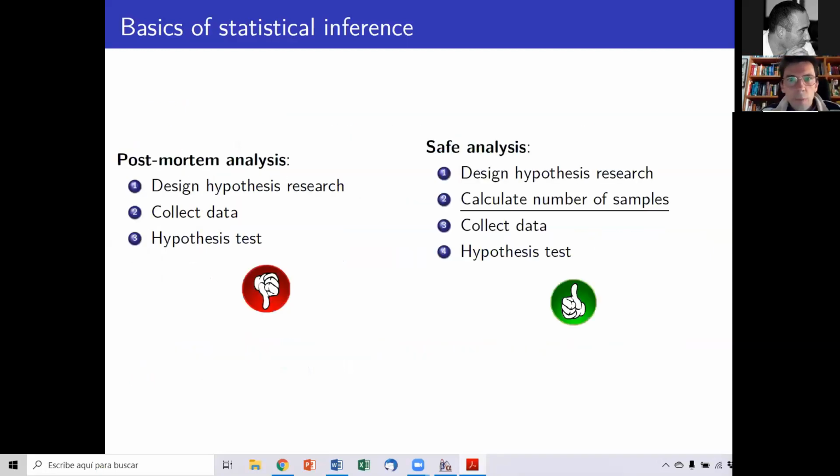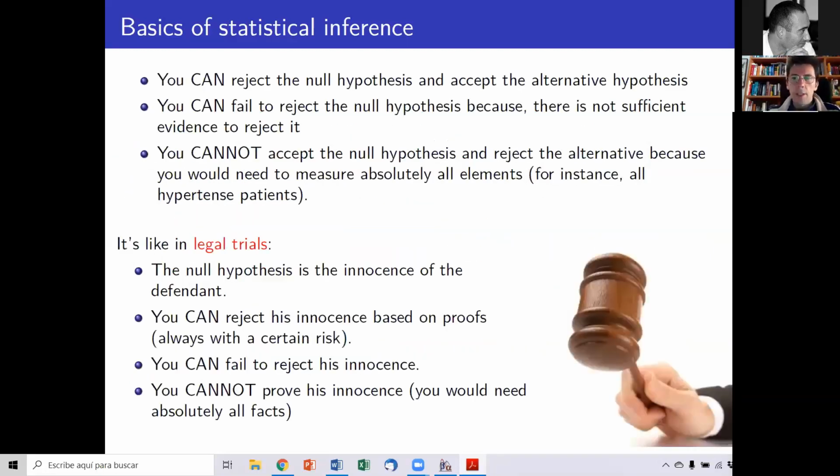Then, yeah, I will skip some of these slides. This is for the longer course, but just for 3 hours, this is enough, I think.